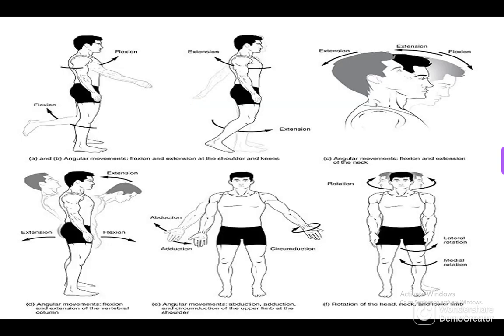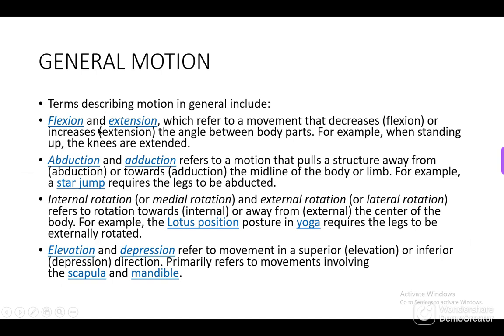So these are the terminologies which are specified in this diagram. The movements, extension, flexion, etcetera. The general motion, flexion and extension, refers to the movement that decreases or increases the angle between body parts. What is written in your books is this, flexion and extension. Abduction refers to the motion that pulls the structure away from the central part. If it is near to the center, it is adduction.